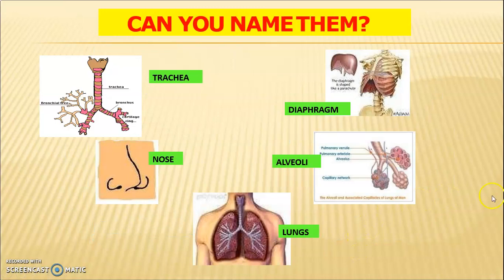So these are the basic organs of the respiratory system. Again, this is the trachea here in your neck, the nose, the lungs, and in the lungs we have the alveoli and the diaphragm muscle.